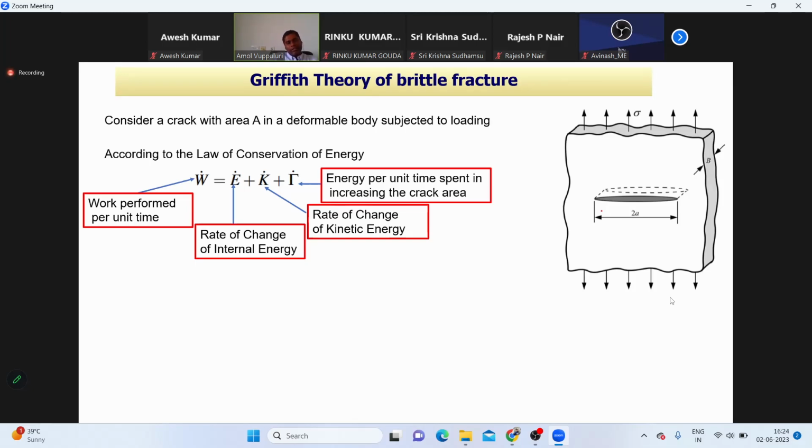So the rate of change of work is going to contribute to what? Changing the internal energy, changing the kinetic energy, and also changing the surface energy of the body. Okay. So internal energy has two components. One is the elastic component, the other one is the plastic component.